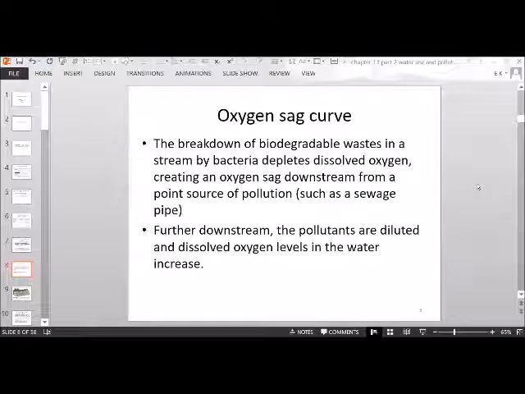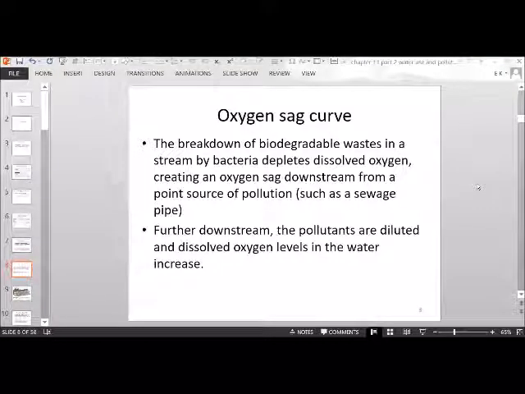During this type of recovery process in a river, you have something called the oxygen sag curve. That is because the breakdown of the biodegradable wastes in the stream by bacteria depletes dissolved oxygen. So downstream from a point source of pollution, you're going to have a sag in oxygen.